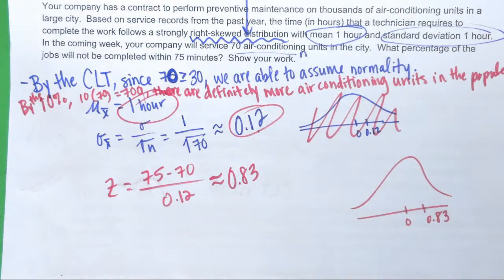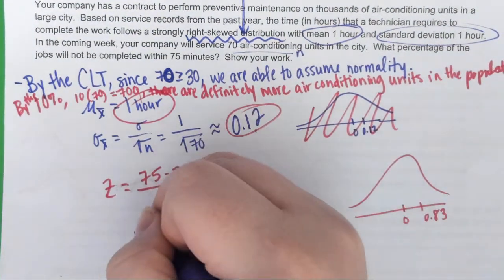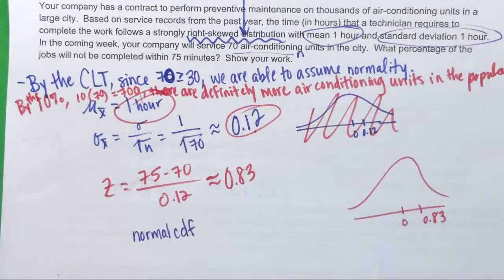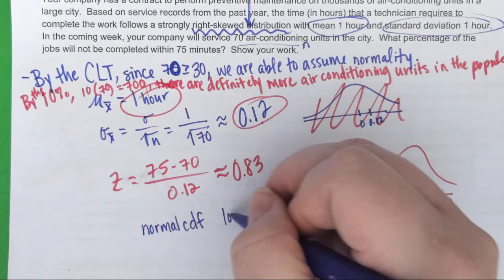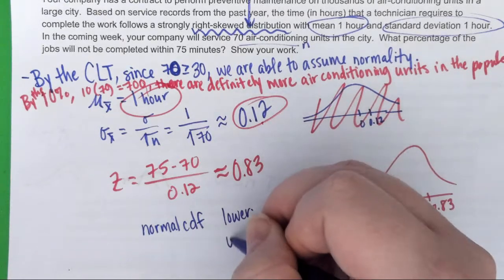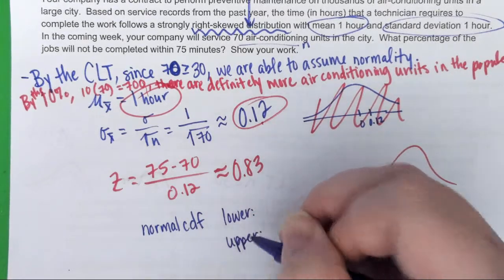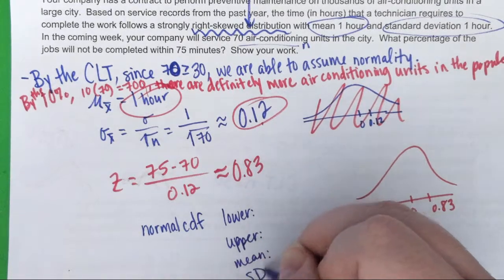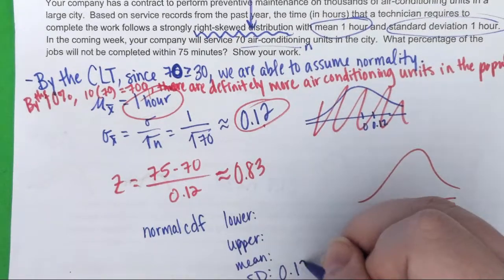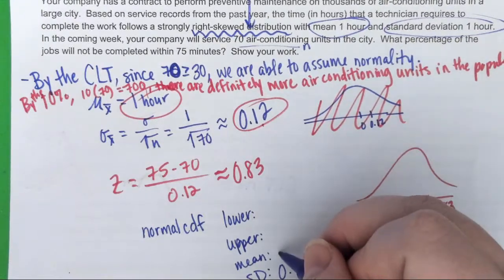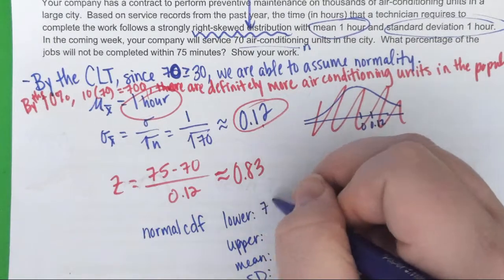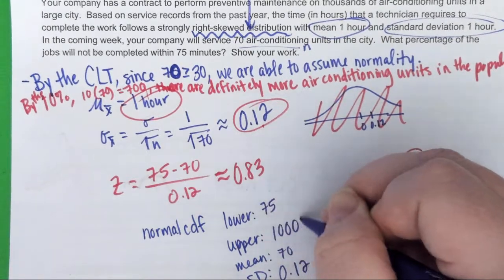You don't actually have to do a z-score. You could be like Hunter and do normal CDF. If you do normal CDF, you don't even have to normalize it. So he's doing his lower, his upper, his mean, and his standard deviation. His standard deviation was 0.12. His mean was 70. His lower was 75. His upper had a bunch of zeros.